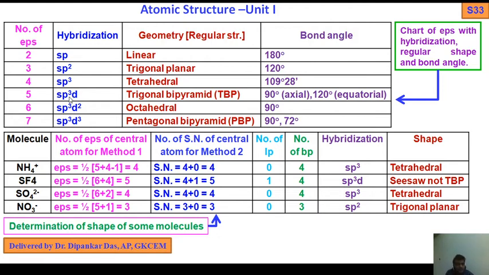For 5 EPs, sp3d: s power 1 orbital, p 3 sub-orbitals, so 3 plus 1 is 4, plus d1, that is 5. Trigonal bipyramid, the well-known TBP structure, 90 degrees axial and 120 degrees equatorial. For 6, sp3d2, 1 plus 3 plus 2, that is 6, octahedral structure, 90 degrees. For 7, sp3d3, 1 plus 3 plus 3, 7 EPs, so pentagonal bipyramid, PBP, 90 degrees and 72 degrees. So this is the table for EPs, hybridization and bond angle.